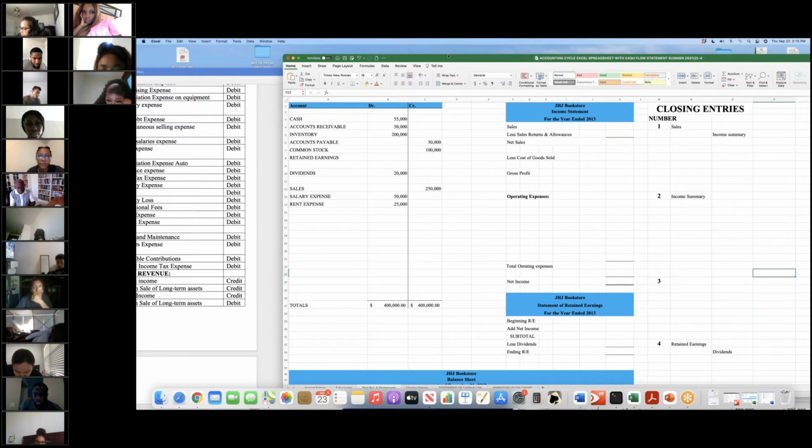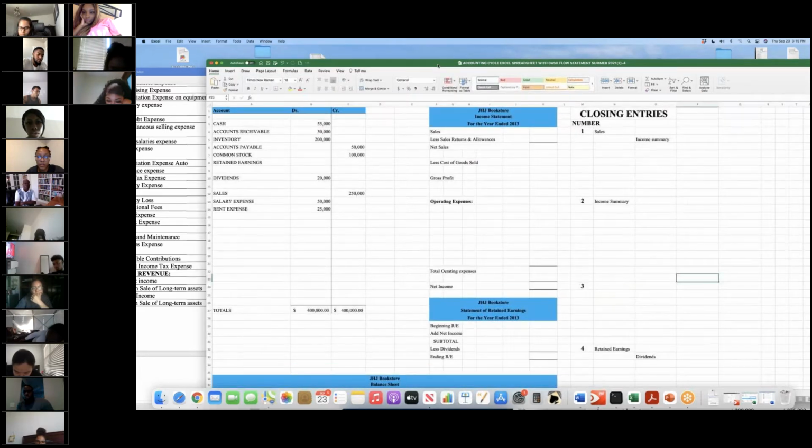So now we're ready to do our income statement. Here's the income statement. We're going to come in here and pick up the sales, and put it right here.